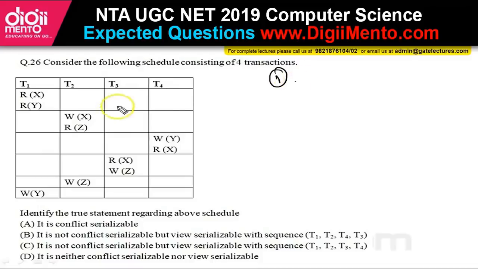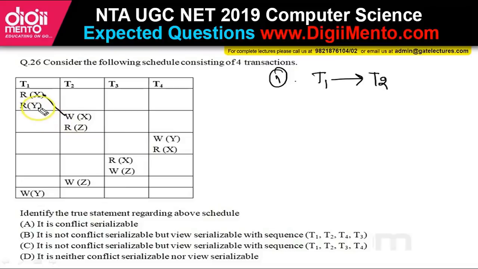Here T1 is performing read operation on X. Is there any conflict? Yes, there is a conflict of write operation on X, because T1 is performing read operation on X and T2 is performing write operation on X. So there is a conflict. How can we resolve it? T1 must be done before T2.